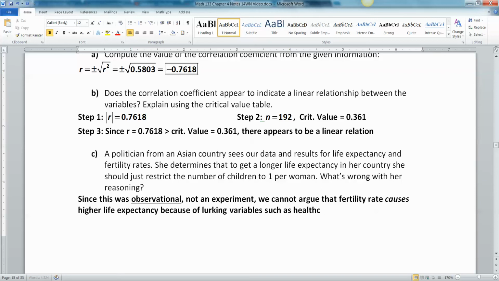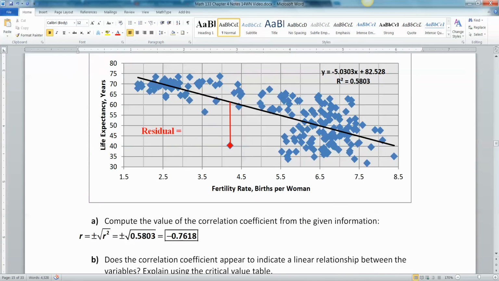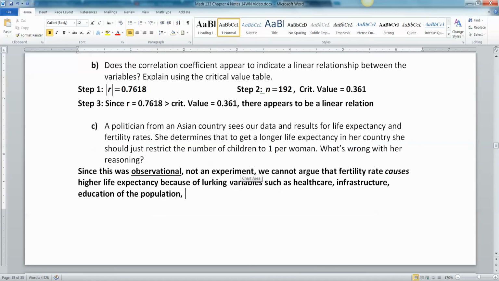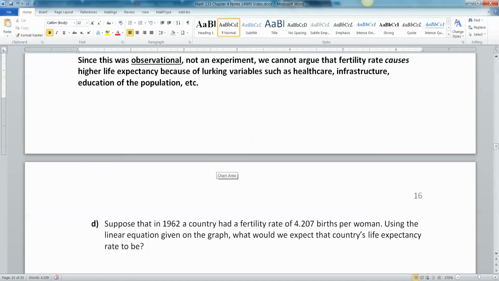Infrastructure, right? How many roads and power and electricity and that kind of thing. Education of the population. Education of women in particular is very important because women are the ones that have the babies, and therefore education of women affects their fertility rates greatly, etc. Alrighty.